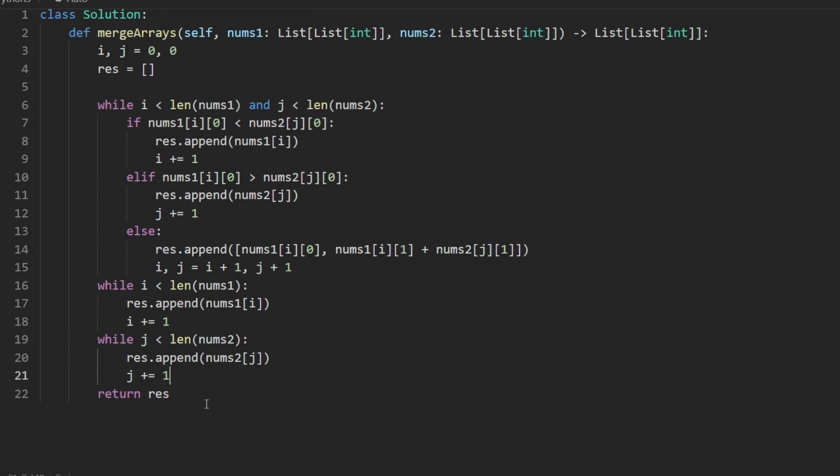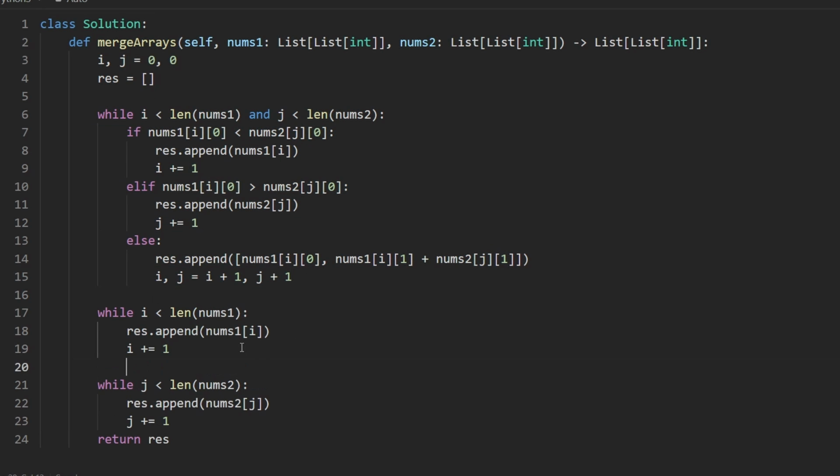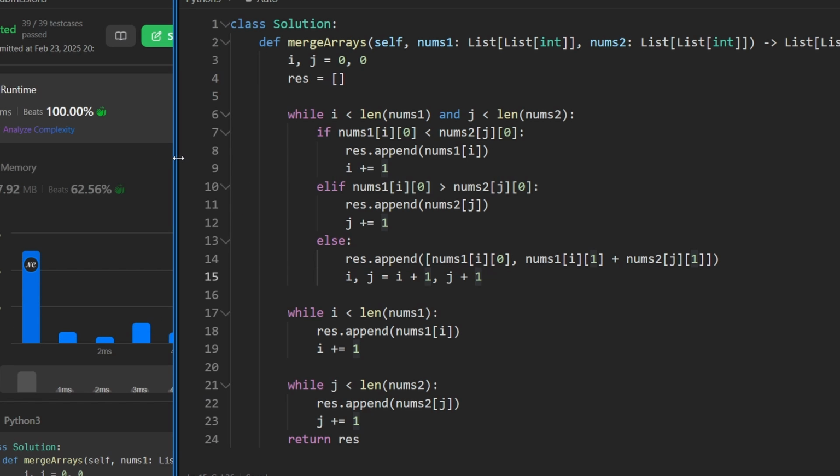Let me zoom out so you can see everything. Like I said, this is pretty much identical to the merge step in merge sort, just a slight variation. And you can see here, it works.